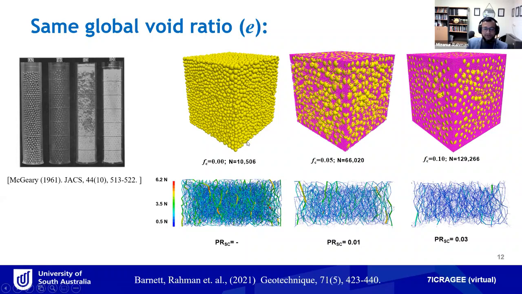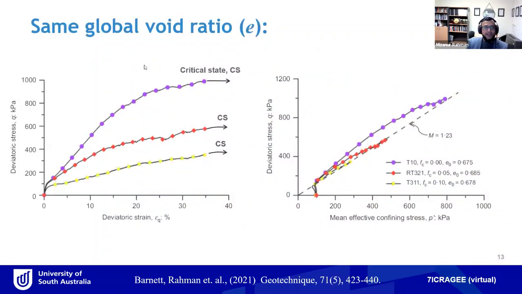We have another parameter over here, the ratio between strong contacts among fines and strong contacts between fines and coarse particles. This one is 0.01, that's 1%, and this one is 3%. So as you see, as we increase fine content, that indicates the active fraction of fines is increasing. So it's consistent with the theory we used. Now over here, we can see clean sand has a higher critical state line, sand with 5% fines is over there, and 10% fines would be over there. This is the q-p' plot, this is the M line, the critical state at the end of the test. So it tells us even for the same void ratio, sand with fines would have lower strength.